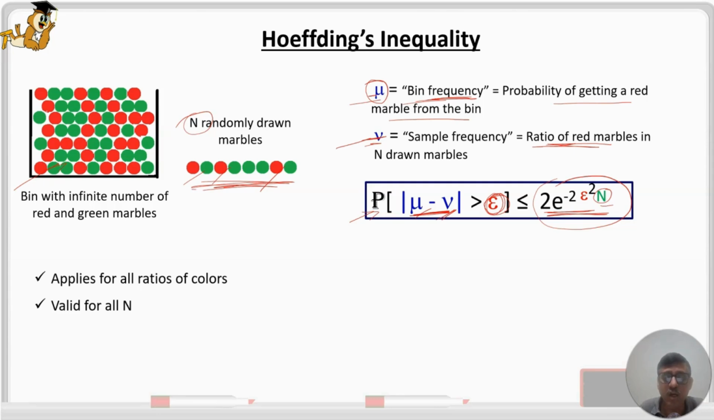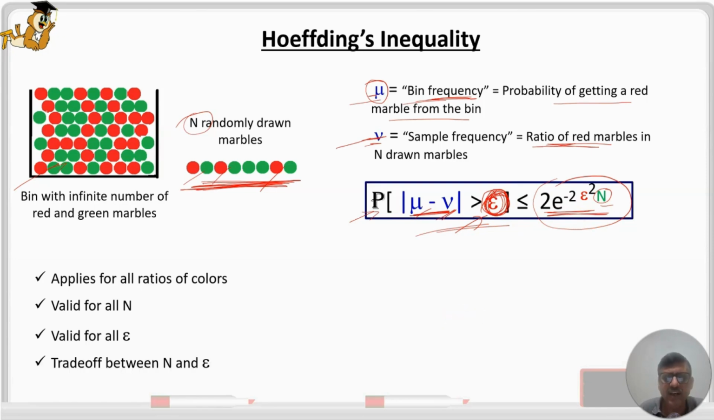It is valid for all n. So it holds irrespective of the number of marbles you draw from the bin. It is also valid for all epsilon. This Hoeffding's inequality holds irrespective of the value of epsilon you choose. Epsilon is a number that you choose. You would typically choose a small number. Depending upon how severe you want to be, you could make it smaller and smaller. But epsilon is under your control, and this inequality holds for all epsilon. I mean, epsilon is there on both sides of this equation.